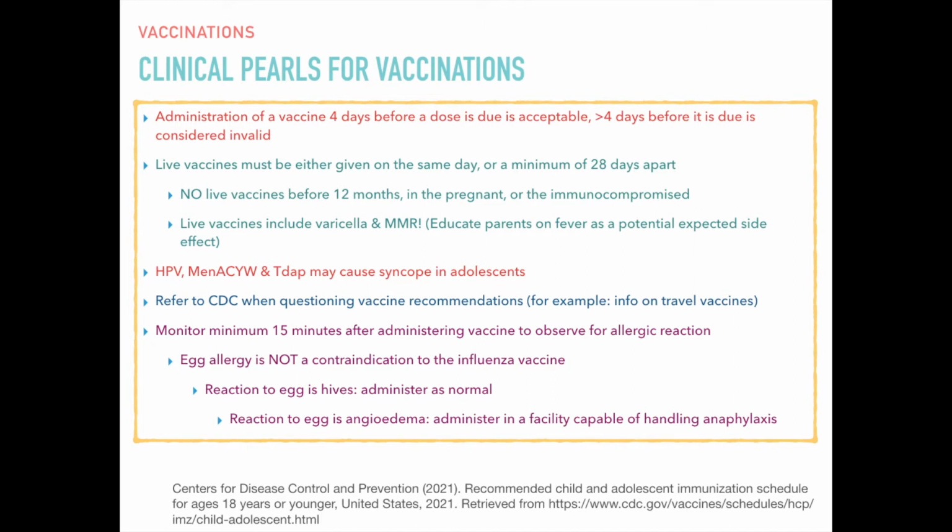Egg allergy is not a contraindication to the influenza vaccine, and if the reaction to the egg allergy is hives, then you will just go ahead and administer the influenza vaccine as normal, monitor for your 15 minutes. However, if they have a reaction such as angioedema or anaphylaxis to eggs, and they still want you to administer the vaccine, they say to do that in a place or a facility that's capable of handling anaphylaxis, God forbid that does occur.